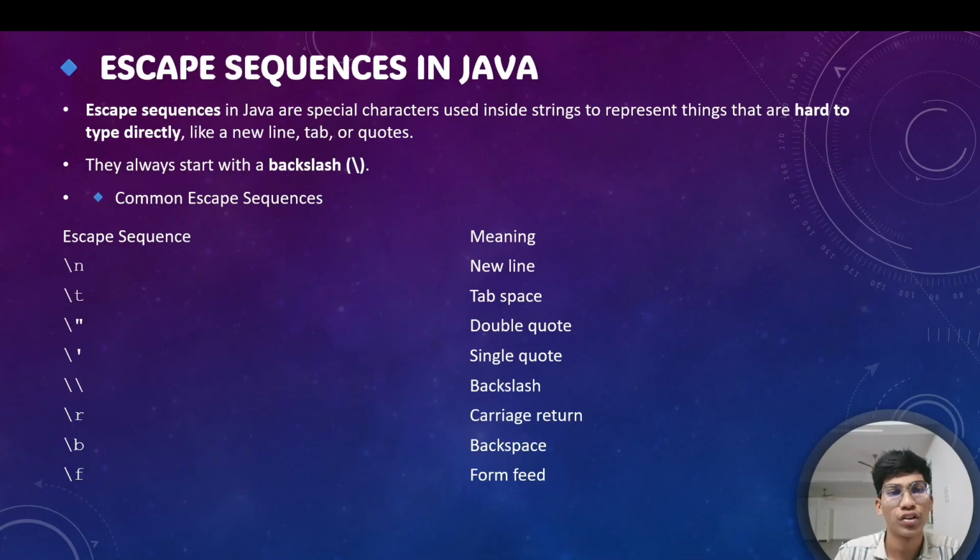Next, we are going to discuss escape sequences in Java. Escape sequences are special characters used for printing a new line, giving a tab space, or printing quotes. The syntax is: \n is used for a new line, \t for a tab, \" to print double quotes, \' to print a single quote, and \\ to print a single backslash.